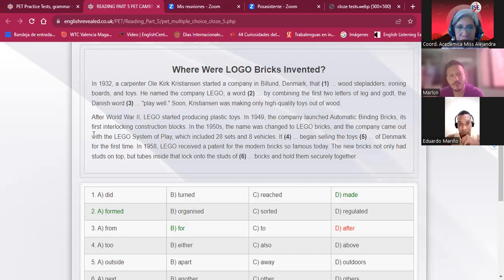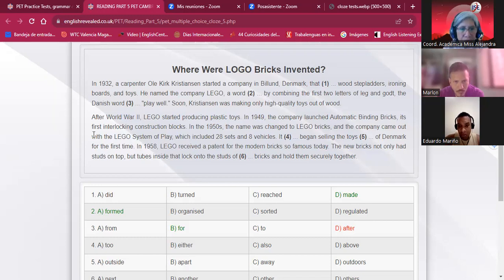In the 1950s, the name was changed to Lego Bricks, and the company came out with the Lego system of play, which included 28 sets and 8 vehicles. It began selling the toys. It too, it either, it also, it above. Marlon? C. Also. Okay. Also.